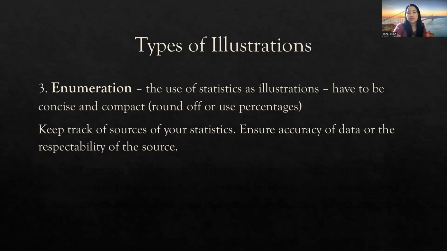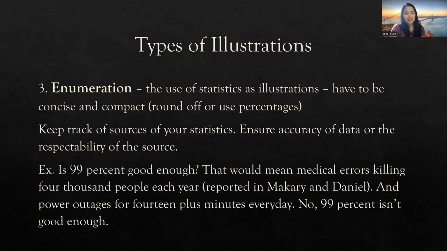For example, 98% of the Seventh-day Adventists nowadays are reading their Bibles, hopefully, no? Example: is 99% good enough? What do you think? That would mean medical errors killing 4,000 people each year. Wow, so it seems like 99% is not good, because 4,000 is a lot of people. And power outages for 14 plus minutes every day. Whoa, so 99% isn't good enough. That's why when we render something to the Lord, it must be 100%, our all. We render everything to God.